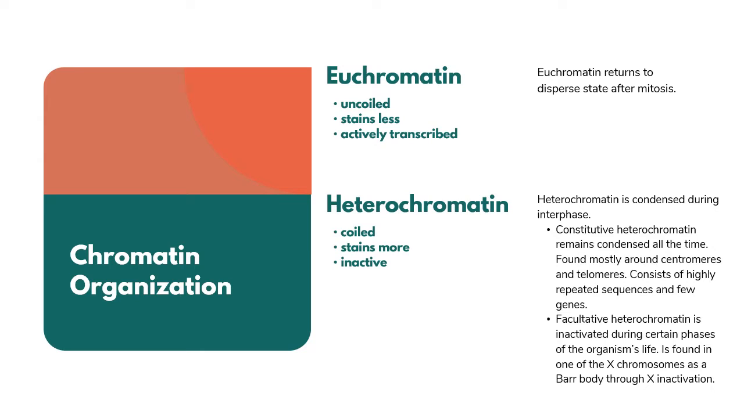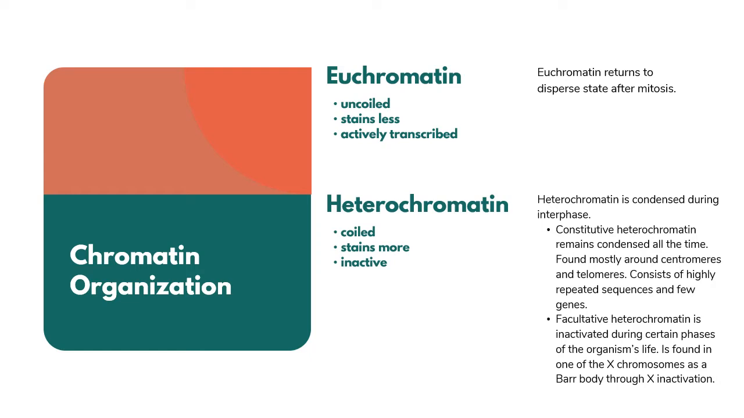Euchromatin appears lighter since it retains the stain less. It isn't coiled, making the DNA molecule and therefore the genes available for transcription. This is the part of the chromatin that is actively transcribed. The chromatin that stains more and is coiled is called heterochromatin. Due to its coiled state, it makes the DNA and therefore the genes unavailable for transcription.